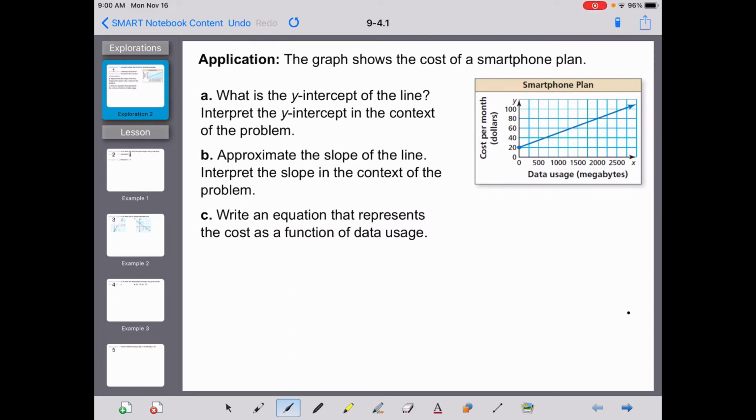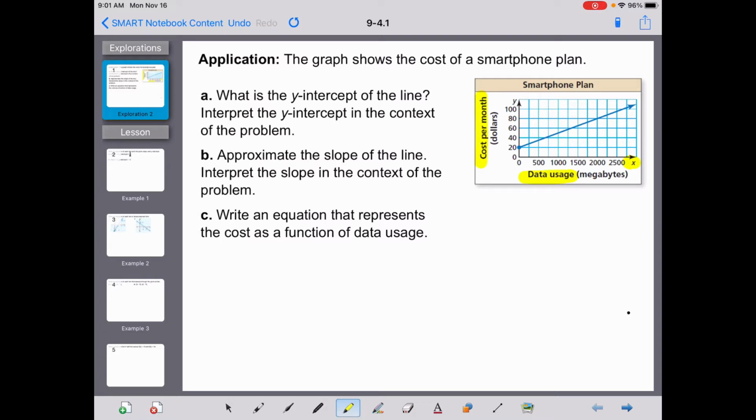Hi everyone. So today we are going to start with an application problem. And it's very similar to the things we've been doing, just a couple extra steps. It says the graph shows the cost of a smartphone plan. So notice over the data usage, as x increases, the amount we're paying every single month on the smartphone plan increases. Sometimes your parents might give you limited data to use, and some of you might have unlimited data, and that price will go up.